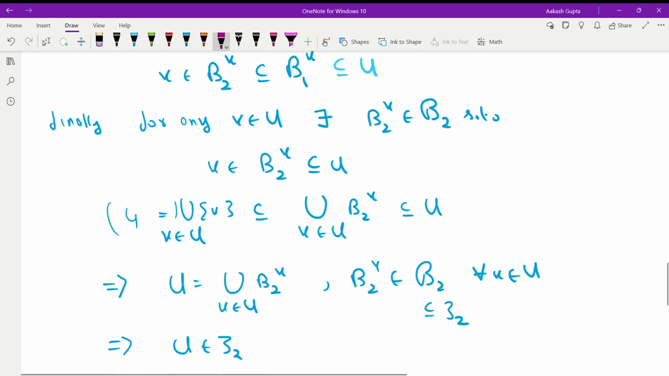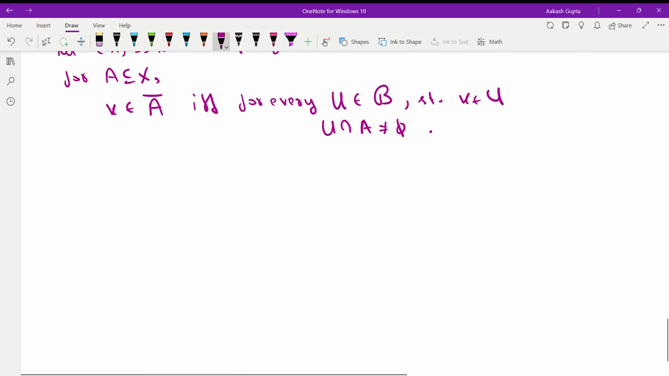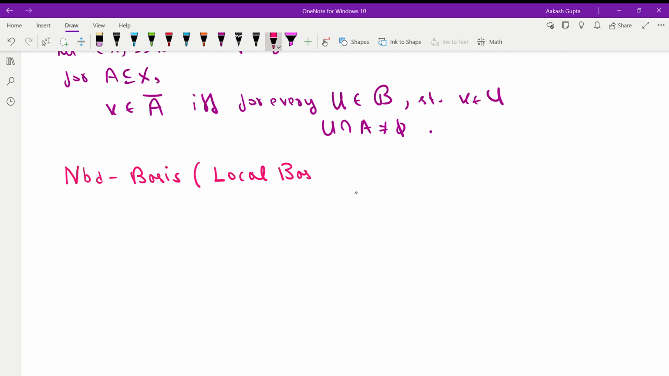Okay, very nice. So now let me proceed to a very beautiful concept. NBD means neighborhood. I guess you guys remember it. NBD basis, neighborhood basis, or what you call it, local basis. You might have studied maxima, local maxima, minima, local minima, these kind of concepts, if I am not wrong. You have done that, right?